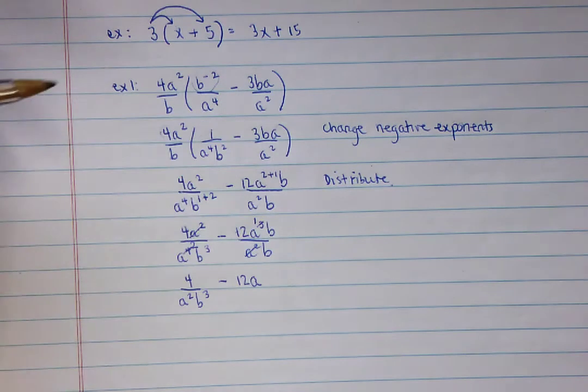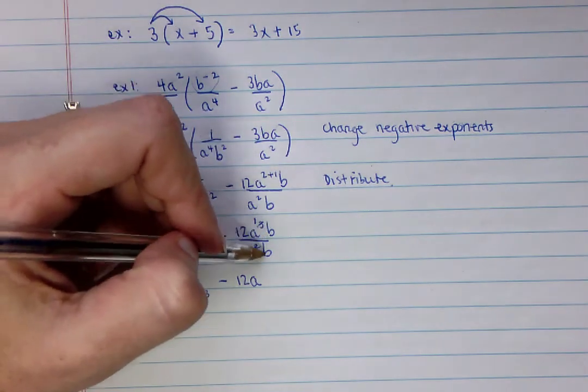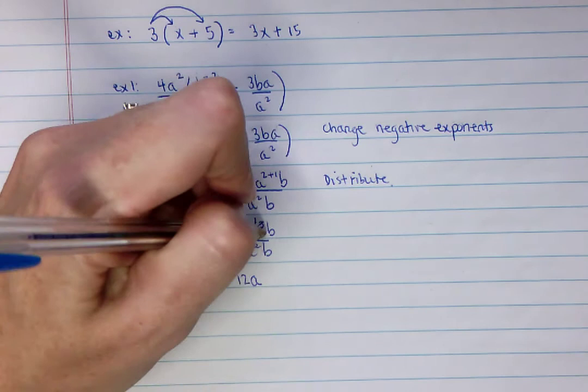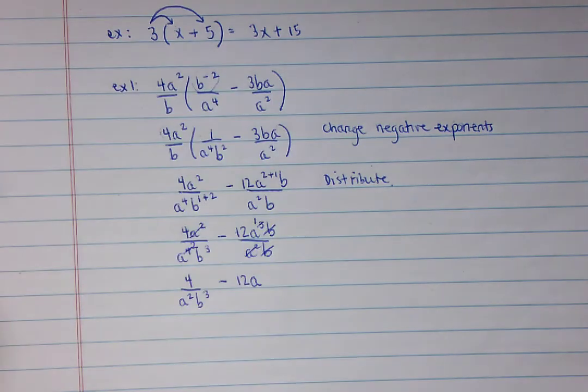So I've got 12a, and then here, these are the same power, so the b's just cancel out completely, which is nice. And then we're just left with this. This is our final answer. We cannot simplify this anymore. We don't have like terms right now. So we're just going to leave this as our final answer.